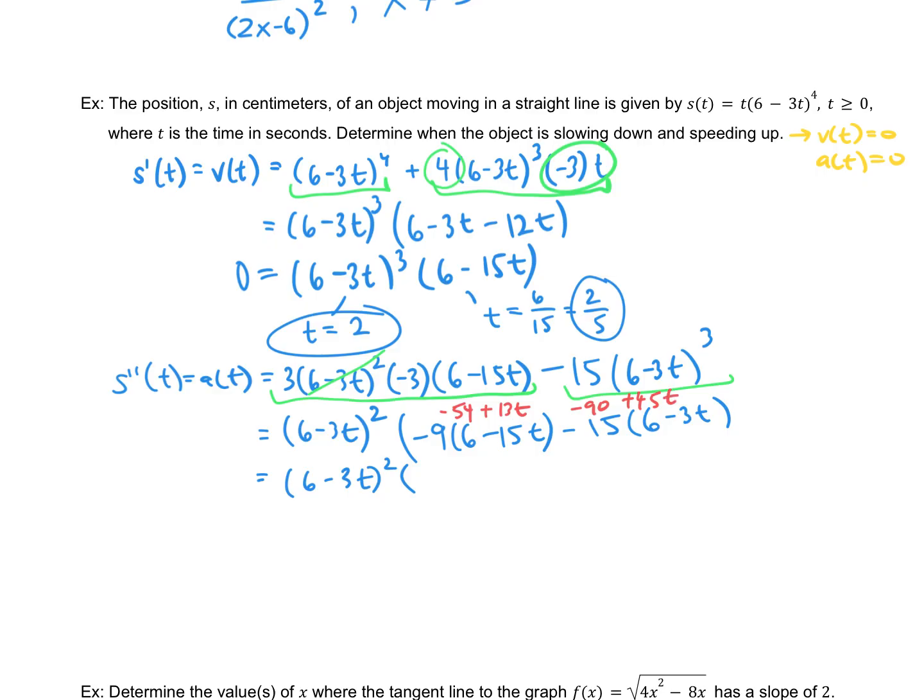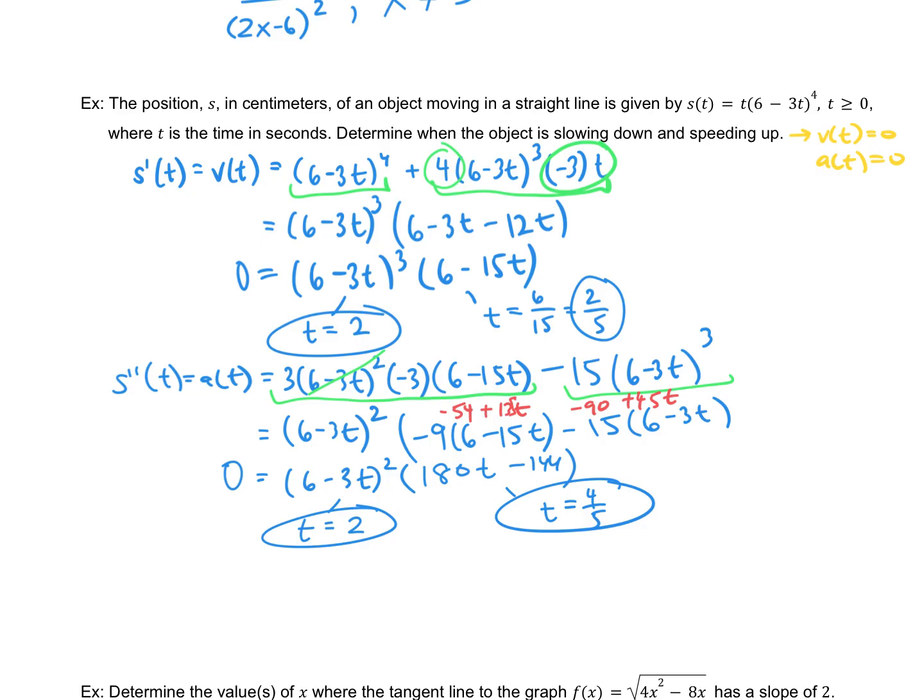And we have, oops, that was supposed to be a 135. 135 plus 45 is 180t. Negative 54 minus 90 is negative 144. And now I'm going to set that equal to 0. And we have t equals 2 again. And t equals 144 over 180, which is going to reduce to 4 over 5.